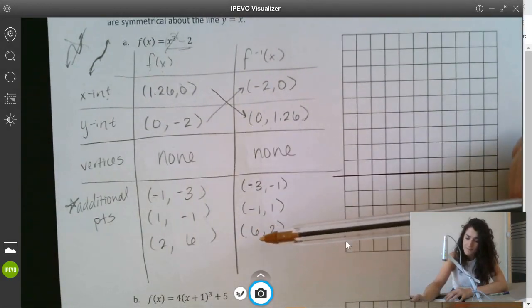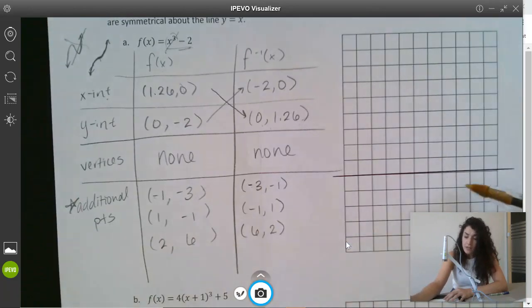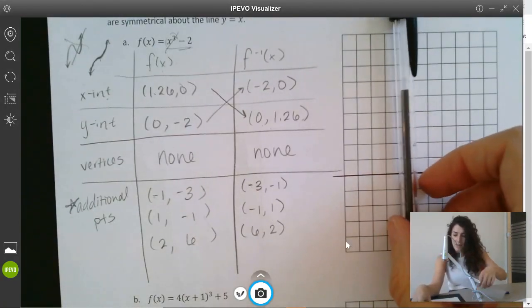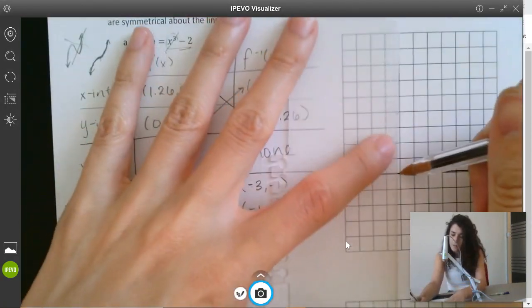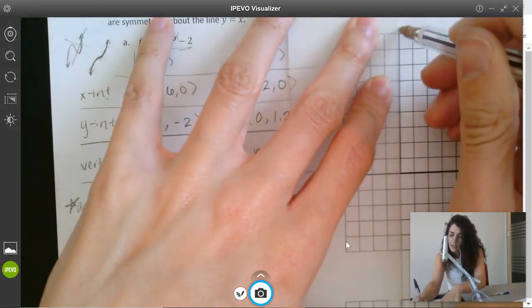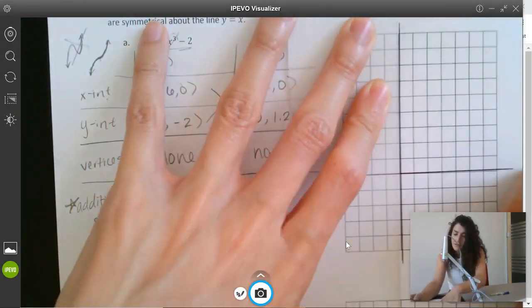Whatever is going on in the x's is also going to be going on in the y's in some way. 6 is the largest value I get up to on the x-axis, and the smallest one I get to is -3. And so I'm doing the exact same thing over here. You could mirror it, it'll look nice, or you could just put it in the middle and it'll be fine.